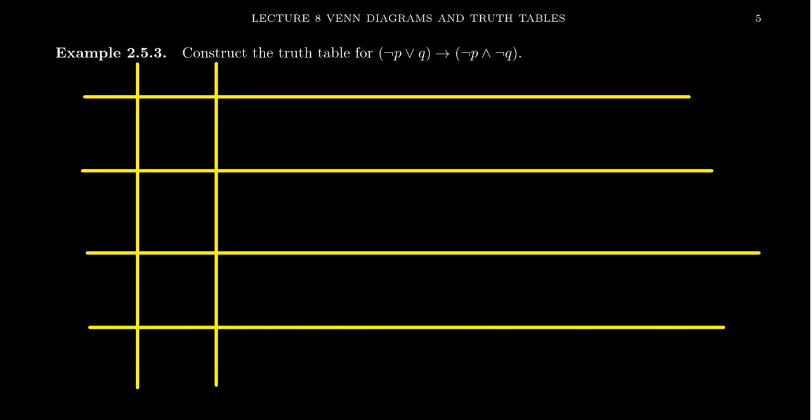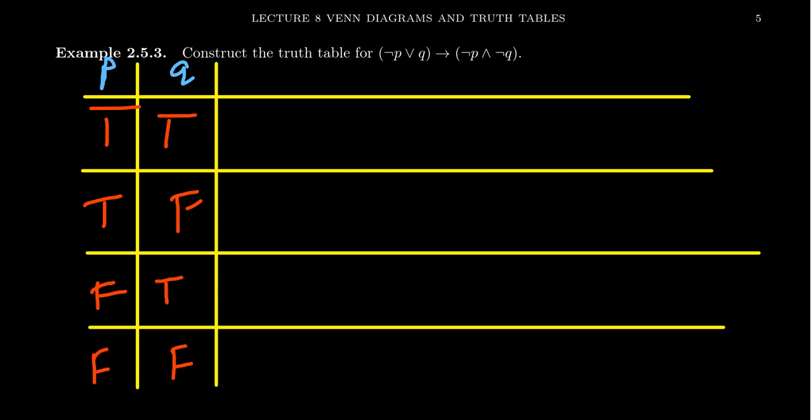So we get something like the following. We have our column for P, our column for Q, and we look at all the possible truth values. True, true, true, false. False, true, and false, false. And so then with this one, what are the expressions we'd be interested in? We could do a not P if you want to. You can skip some of the columns if you feel more comfortable with it.